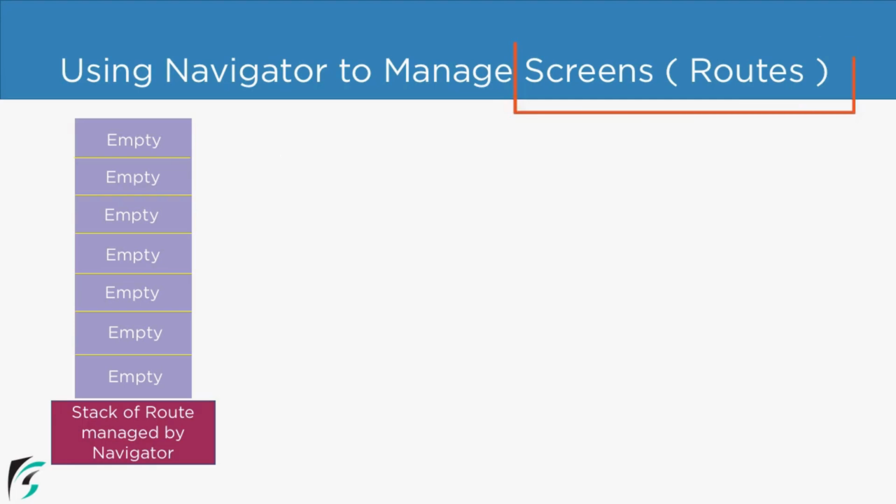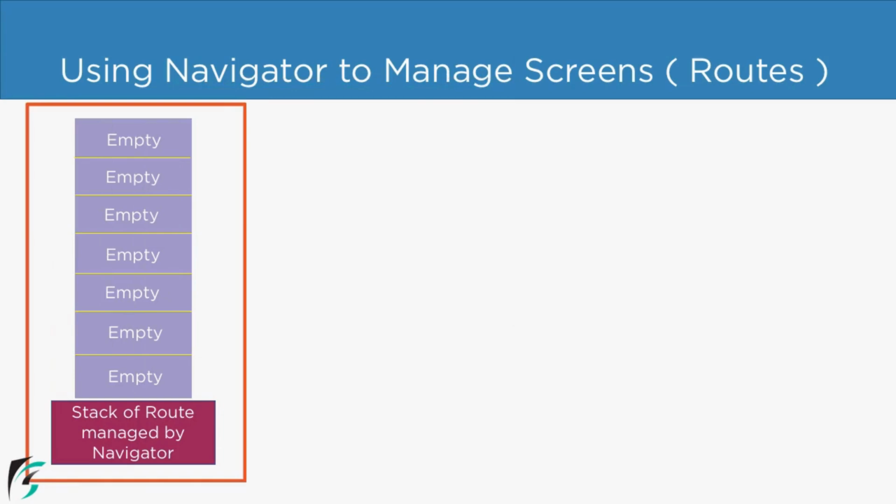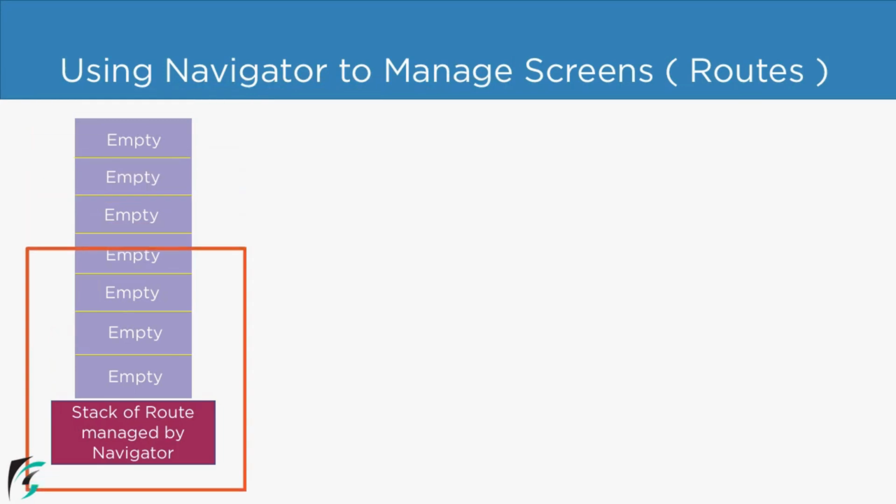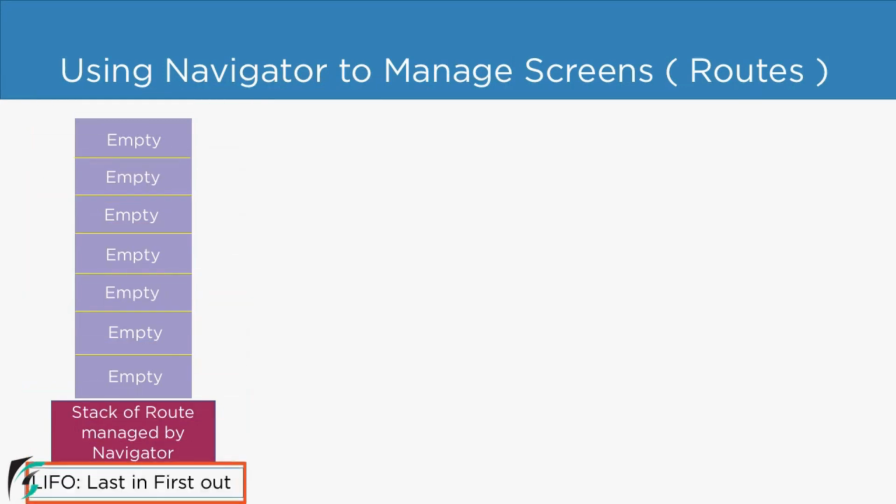Now in Flutter, one screen is known as one route. So if I use the term route, I'm talking about one single screen. And on the left, you can see a stack, where our routes, that is, the screens, will be stacked. Now we all know that the stack follows last in, first out. That is, the element that enters a stack in the end comes out first.